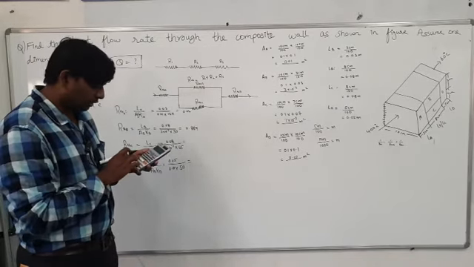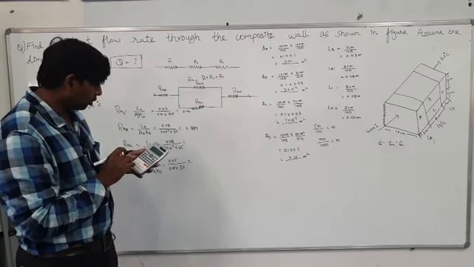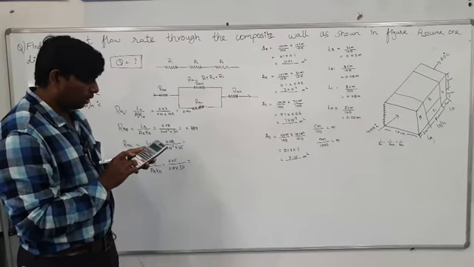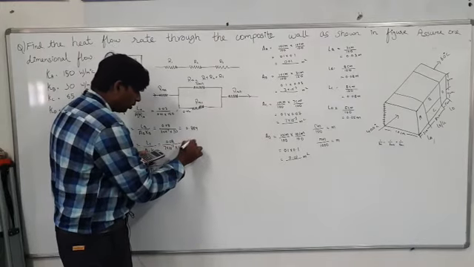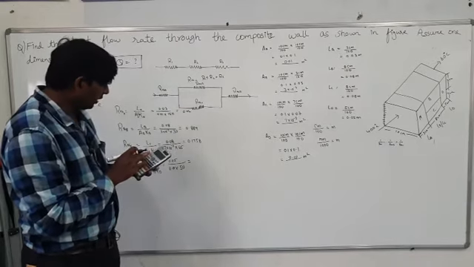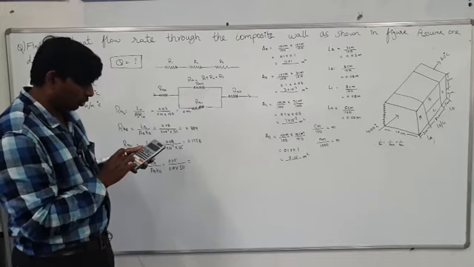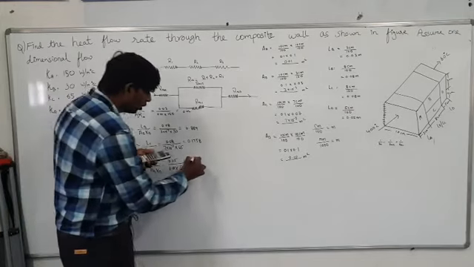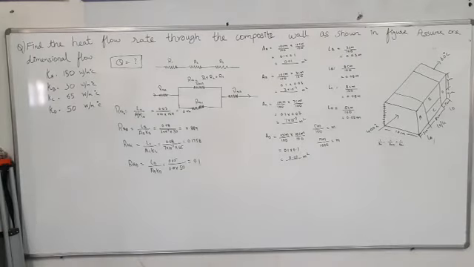Next one, what is the value? 0.08 by 7 into 10 to the power of minus 3 into 65. How much are we getting? 0.1758. Next one, what is the next value? 0.05 by 0.01 into 50. How much are we getting? 0.1. As you can see, we got the values of RTHA, RTHB, RTHC, RTHD.